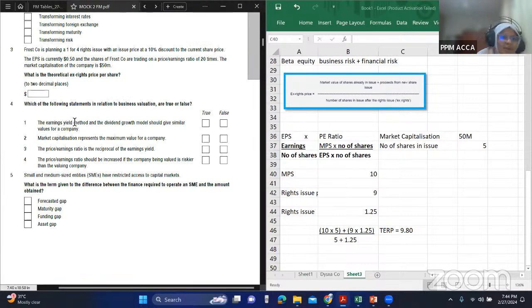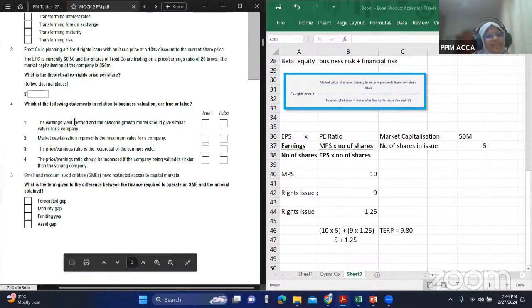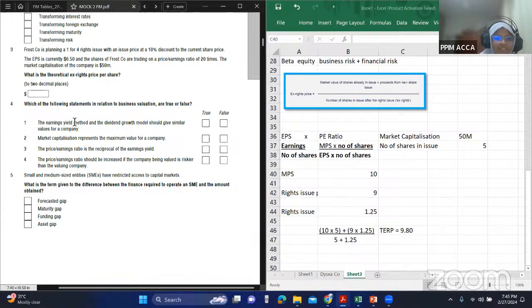So, it's saying, which of the following in relation to business valuation is true or false? Earnings yield and dividend growth should give similar values. That is false, because earnings yield is an income or earnings based method and dividend growth is a cash flow based method. So, two different methods, it can't give a similar value. So, that's false.